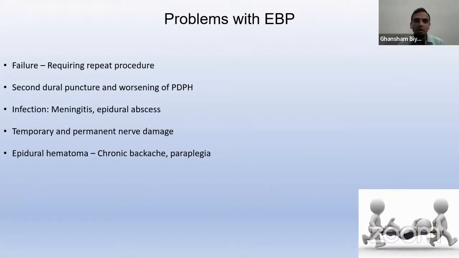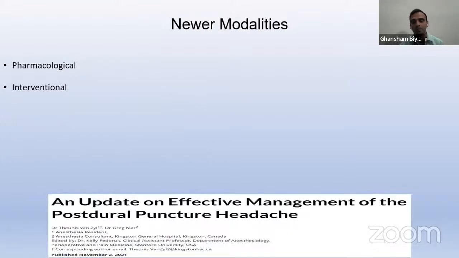I agree with that, because probably the reason why the patient is coming back with PDPH is because it was a difficult epidural. So there is a chance that you may not get an epidural placed. So there is a failure. And worst thing is, what if you end up puncturing the dura for the second time? You are worsening the headache the patient is already having. There is a possibility of infection, nerve damage, and the epidural hematoma can result in paraplegia. So you have to consent the patient very well before you take up the epidural blood patch.